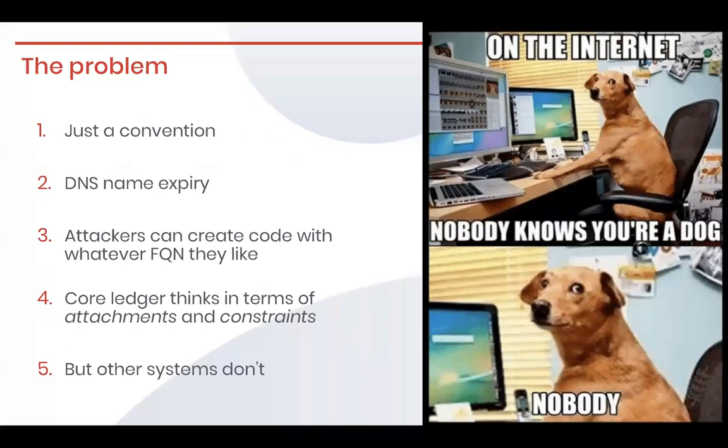The core ledger in Corda thinks of code in terms of attachments and constraints like we just saw, and public keys and hashes and mathematical things that have a firm grounding and can't be forged. But other systems don't think like that. They predate cryptography, or at least a widespread use of cryptography. And so the moment data exits the core of the Corda node, it enters this much more sort of jungle of names where things are not necessarily what they seem.